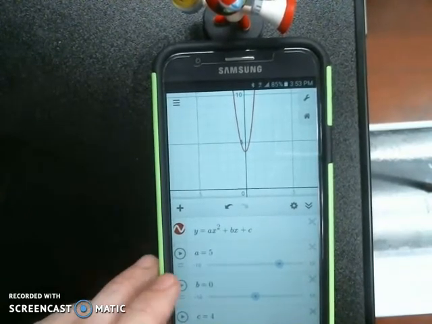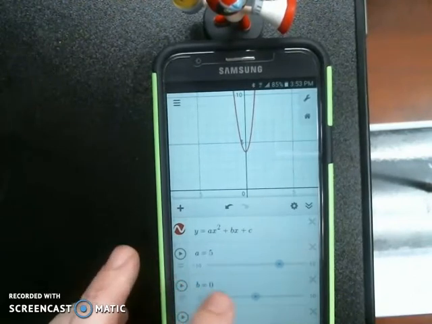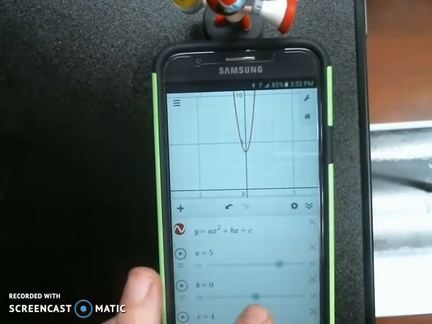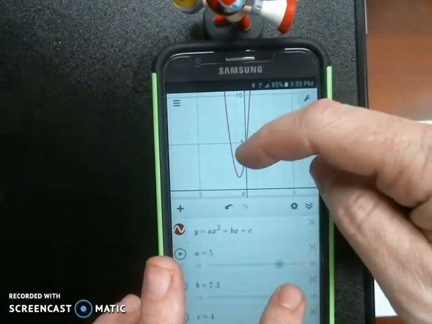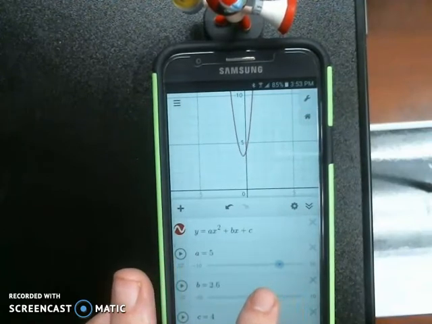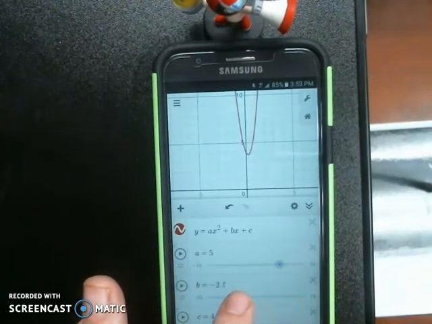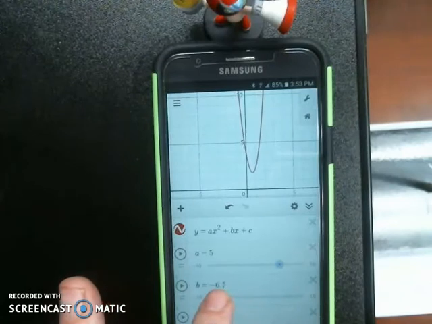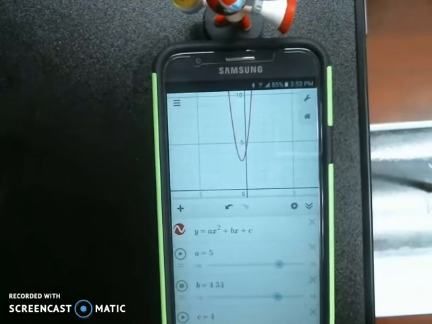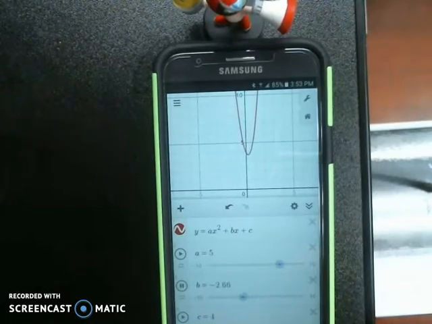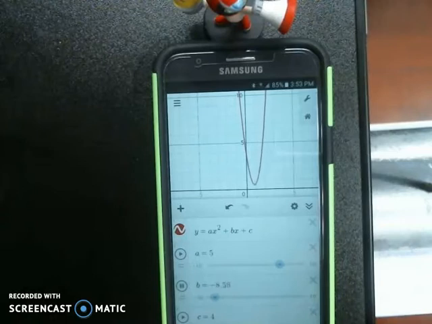Now what happens when B changes? Well, I start with B equals 0, but look what happens if I make B bigger. It slides around here, but that one point stays the same, and it traces around that point. So if I make the play thing go, this is what B does. If B gets bigger, it slides over this way. If B gets smaller, it slides over this way around that one point, that intersect point at 4.